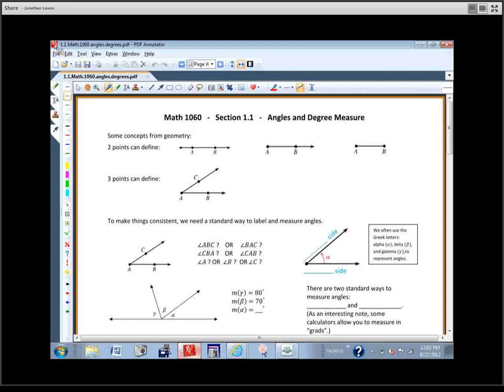Done today. This section is pretty easy. It's just some basic terms. If you saw this in geometry, that's great. So just a quick review. This section is 1.1. It's on angles and degree measure, and some basic concepts from geometry.